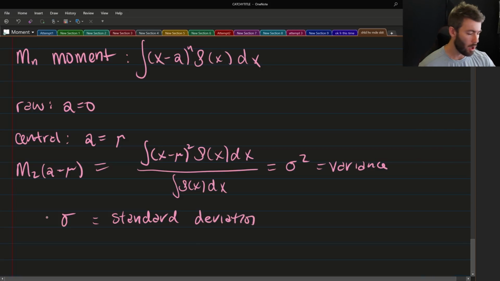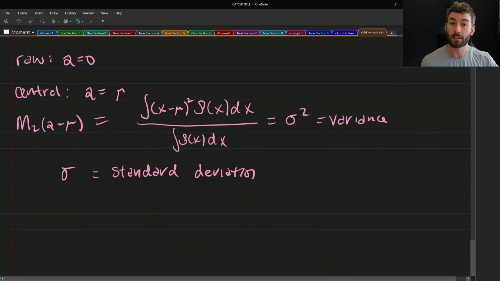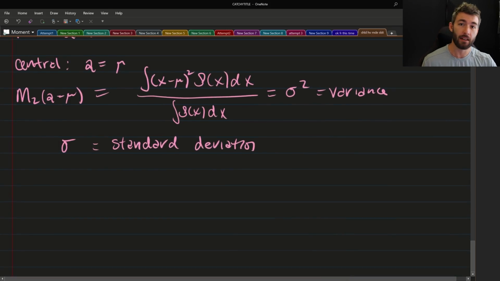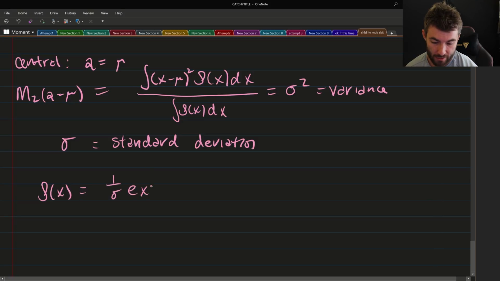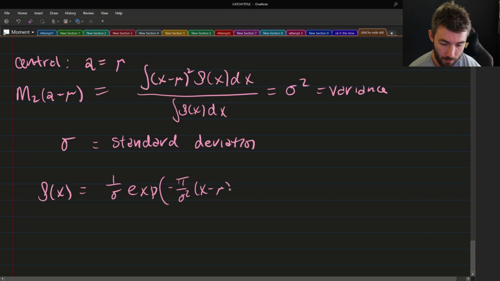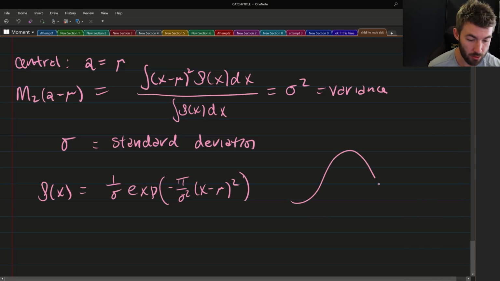One quick way to convince yourself that this is the correct interpretation would be to take an example of a distribution. Maybe you have some ρ(x) equal to 1/σ times the exponential of −π/σ² (x − μ)². So this is just a Gaussian distribution. It just defines your little bell-shaped curve.